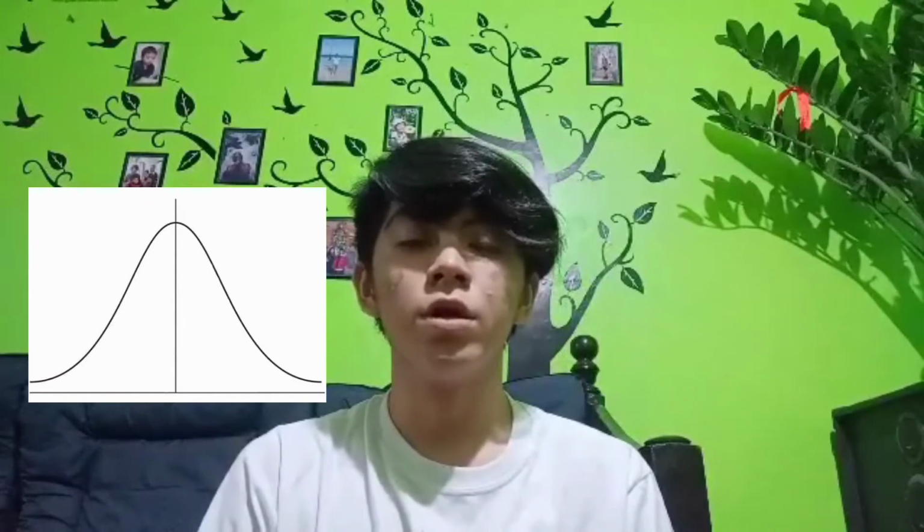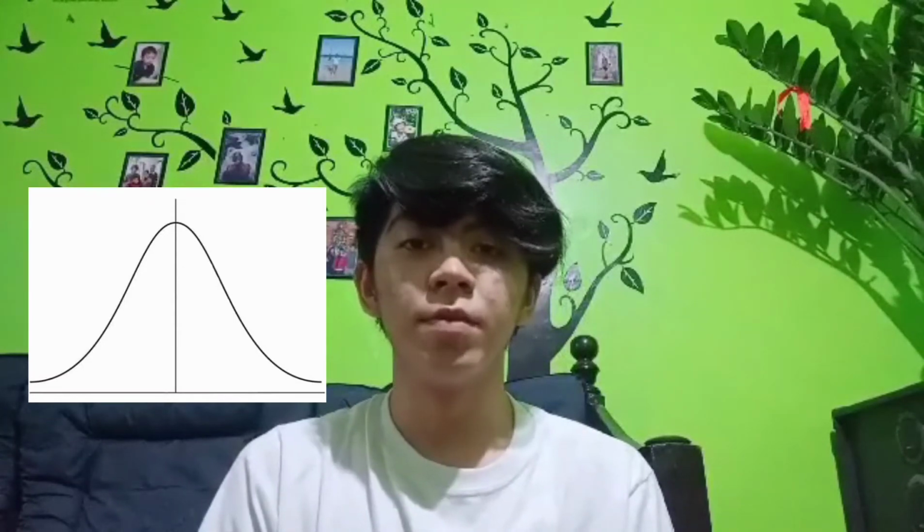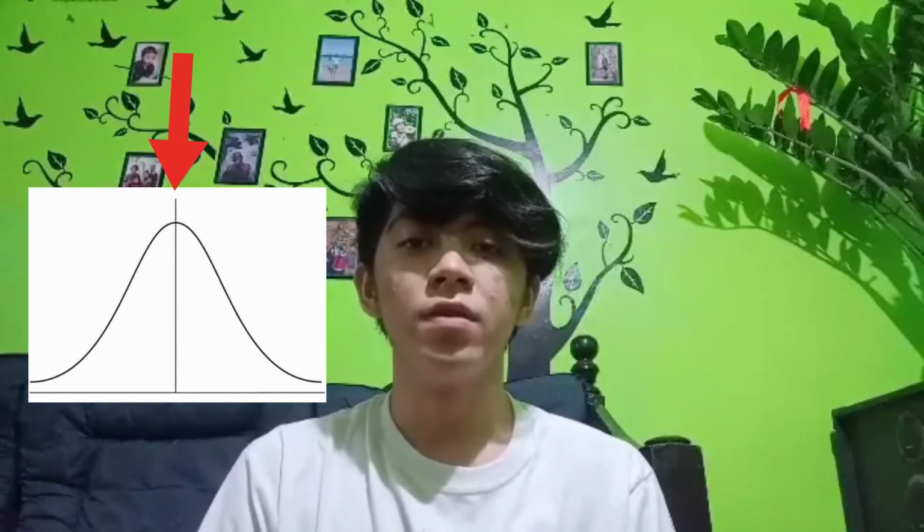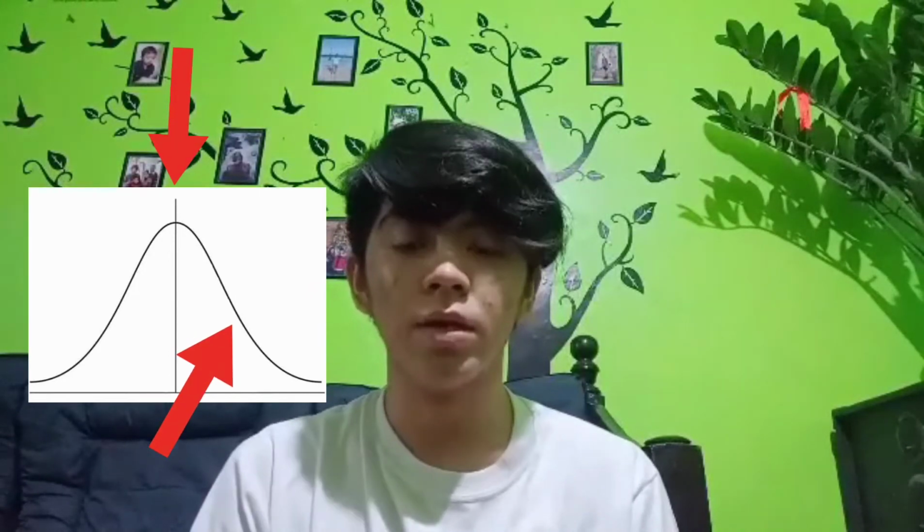Number 5. The height of the normal curve, or the perpendicular distance from the x-axis, is maximum at the center and decreases as you move farther away. This height never becomes zero, thus the normal curve never touches or crosses the x-axis.